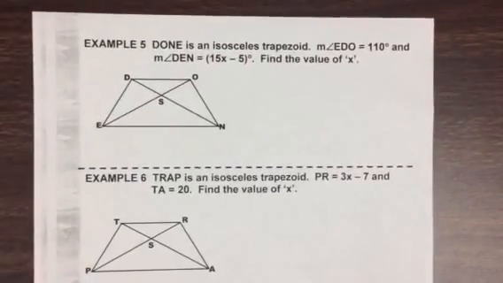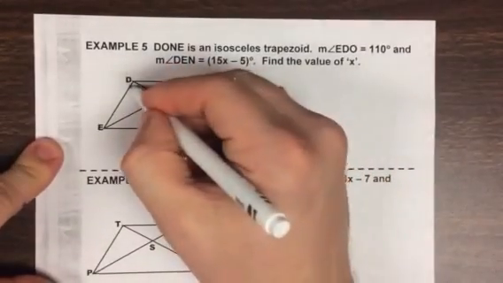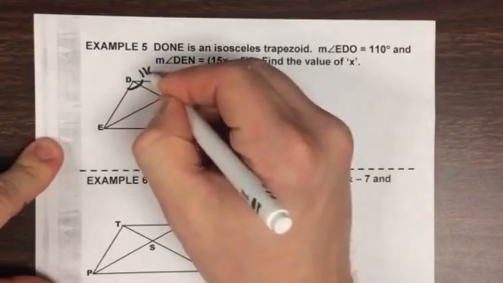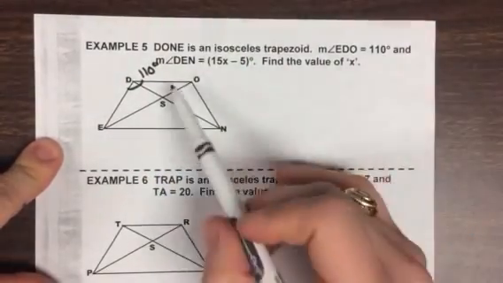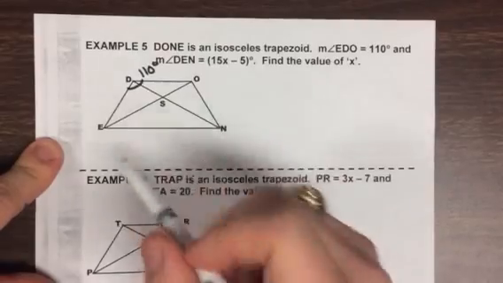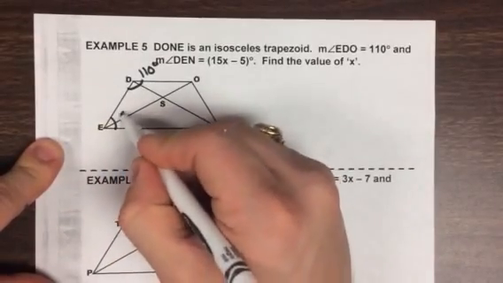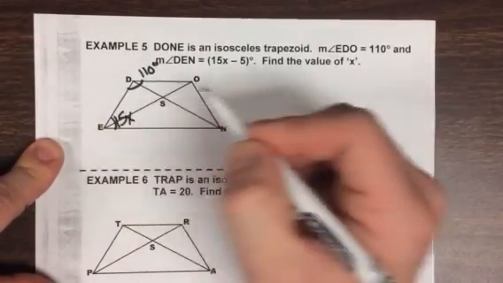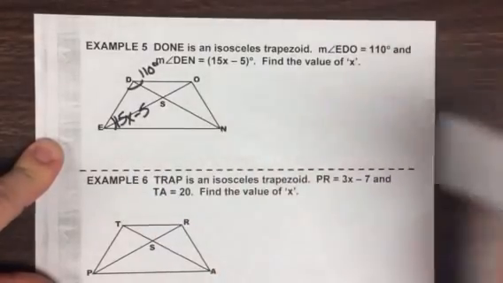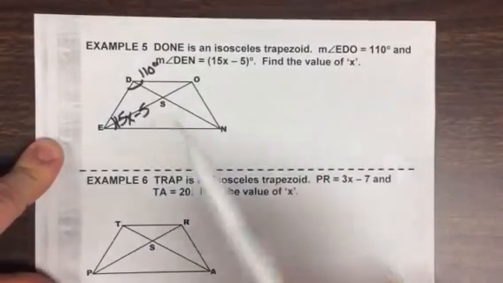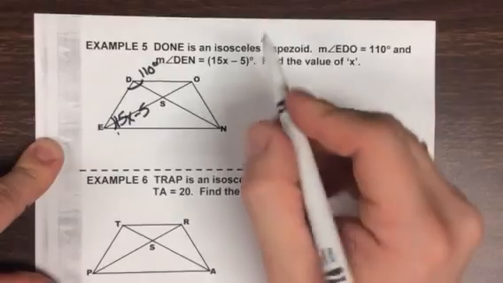Let's flip on over. Got 2 more examples about isosceles trapezoids. DONE is an isosceles trapezoid. The measure of angle EDO is 110 degrees. And the measure of angle DEN is 15x minus 5. Now we just showed it twice on the last problem. Those 2 angles must be supplementary.